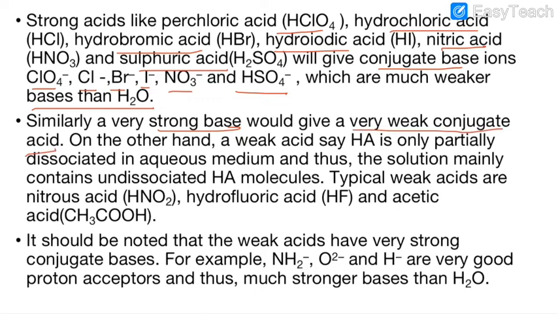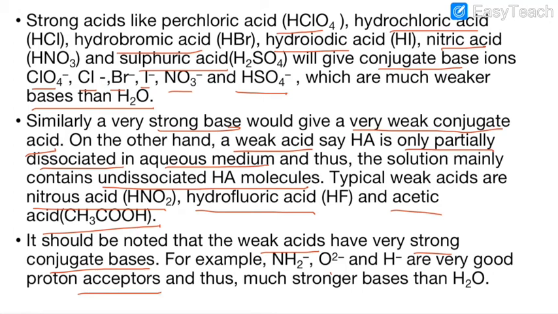On the other hand, a weak acid like HA is only partially dissociated in aqueous medium. Thus, the solution mainly contains undissociated HA molecules. Typical weak acids are nitrous acid, that is HNO2, hydrofluoric acid, and acetic acid. It should be noted that weak acids have very strong conjugate bases. For example, NH2 minus, O2 minus, H minus are very good proton acceptors and thus much stronger bases than H2O.